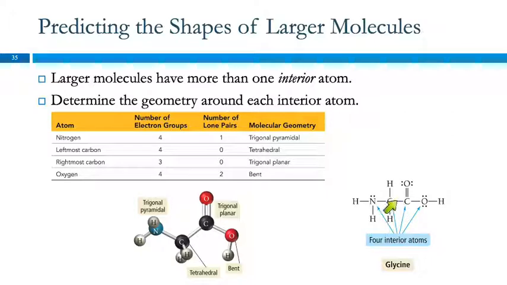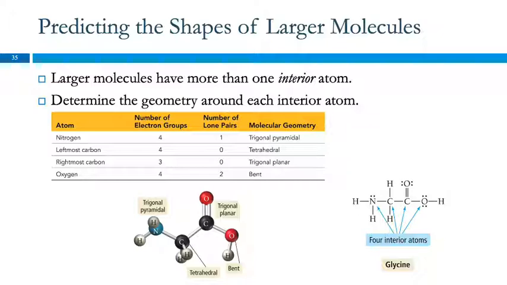This carbon has 3 groups, trigonal planar. No lone pairs, so still trigonal planar. Here we've got 4 electron groups and 2 lone pairs. So tetrahedral, make 2 of them invisible, it's bent.